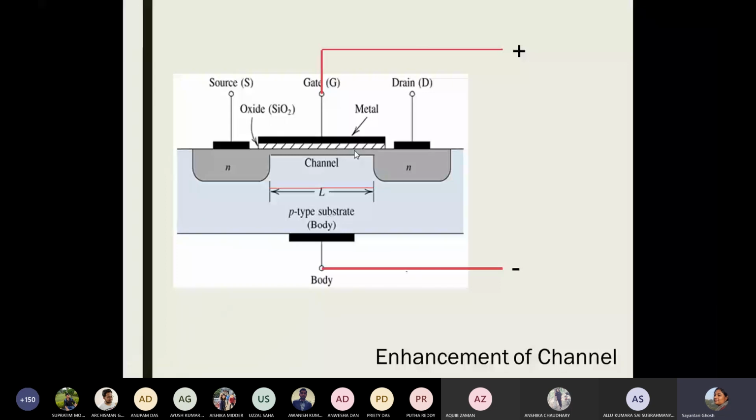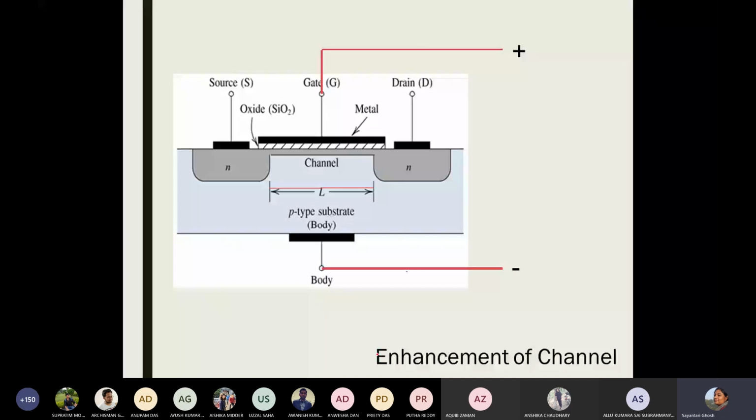So this is called the phenomenon of enhancement of channel through the inversion that occurred because you applied a voltage between gate and body. So is this idea clear, how the channel gets enhanced? Do you have any questions on this? Any doubts? Okay, fine. So this is how the channel gets enhanced.